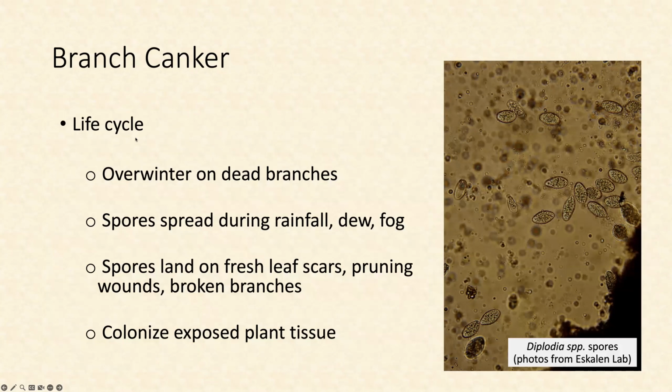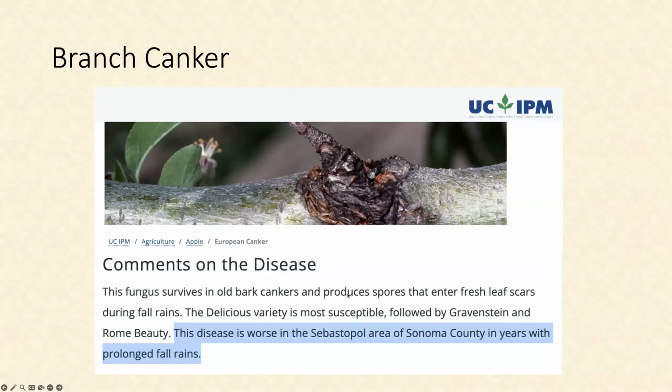So thinking about their life cycle, these pathogens overwinter on dead branches and their spores spread during rainy, moist conditions. The spores will land on fresh leaf scars, pruning wounds, broken branches, pretty much any exposed plant tissue. They're going to try to colonize if they can access it.